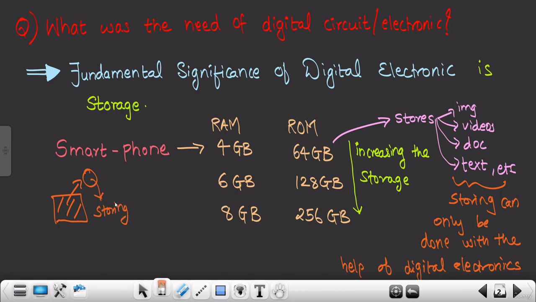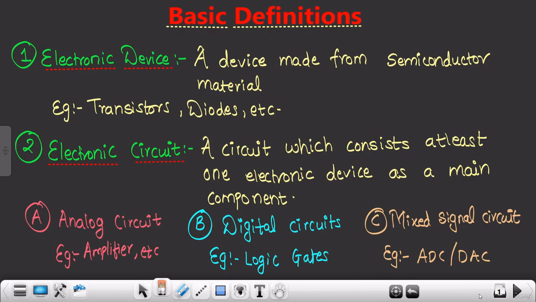So basically, long story short, the fundamental significance, or the basic advantage or need, of digital electronics is what? Storage. And this is where analog electronics fell. We'll see this topic in the next video, how exactly analog electronics fell when it comes to storing and how exactly digital electronics takes this advantage.